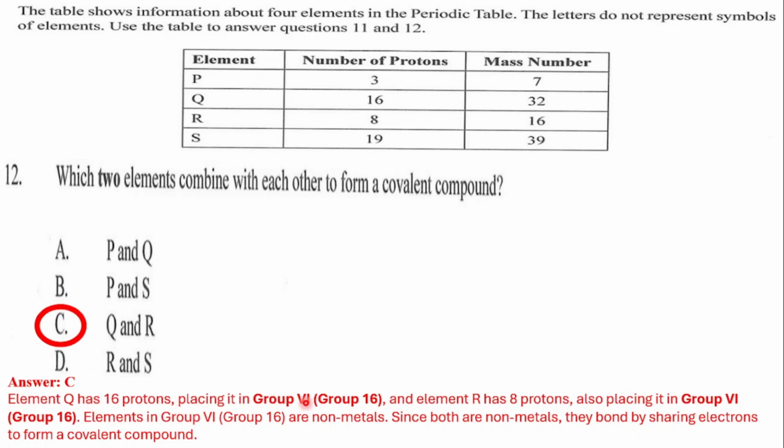Elements in group 6 are non-metals. So that means that both element Q and element R are non-metals. Since both are non-metals, they bond by sharing electrons to form a covalent compound. So the correct answer is definitely going to be Q and R. They are in the same group, and they both are non-metals. You bring them together and you can form a covalent compound.